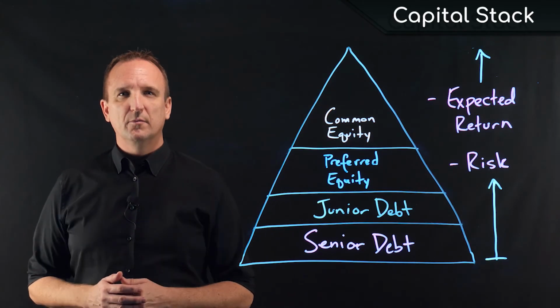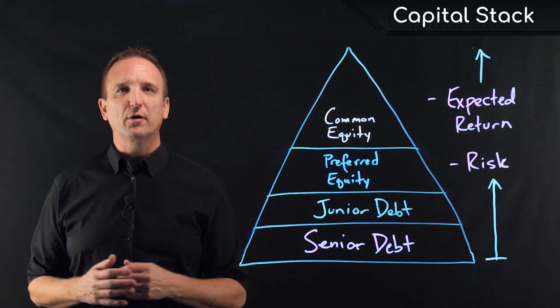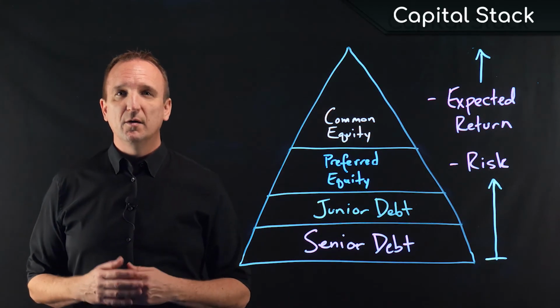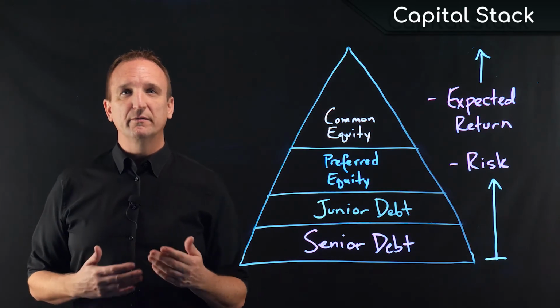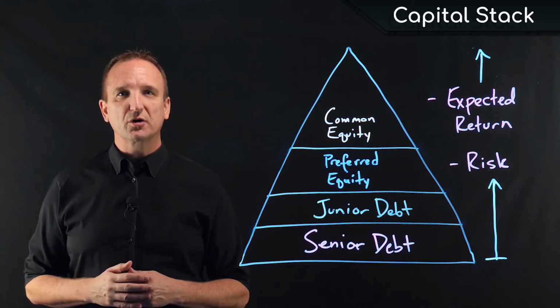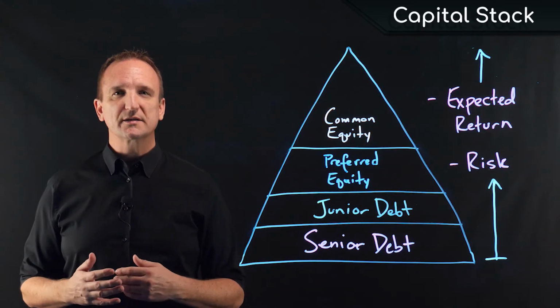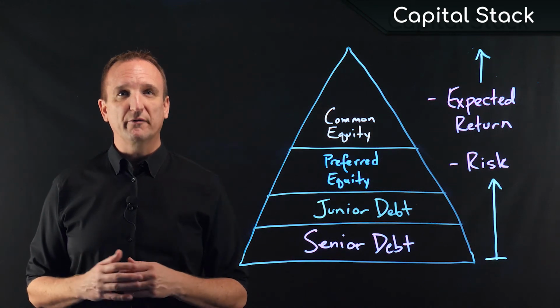Preferred equity is called such because it has preference in order of priority over the common equity. But it's very flexible in how it can be structured. It can be structured like debt with a fixed coupon or interest rate and a maturity date, or it can be structured like common equity where it has a preferred return and a percentage of the total profits.